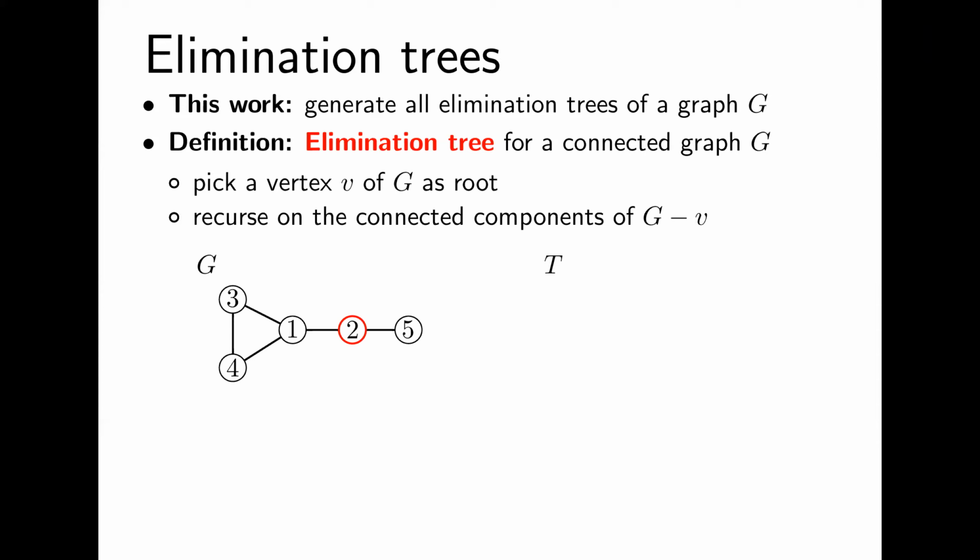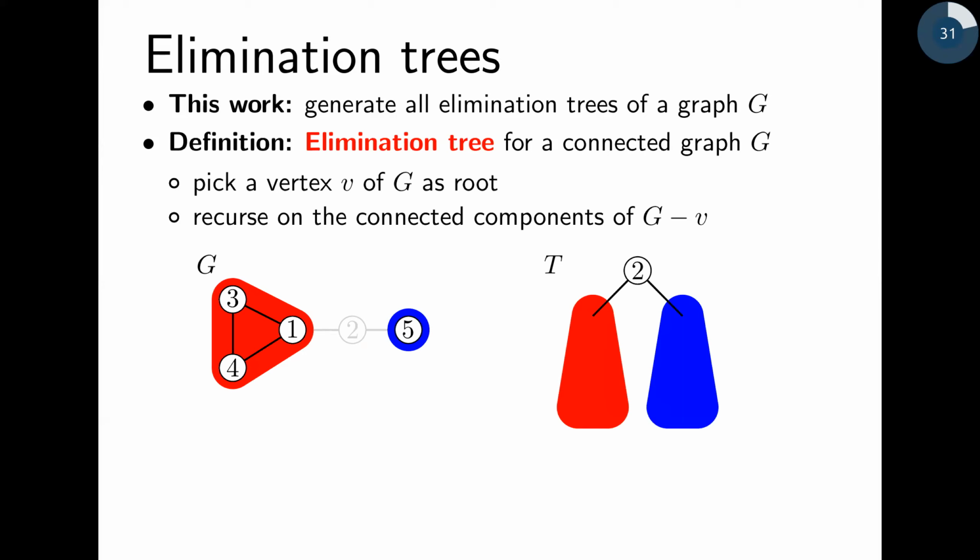Let's say that this will become the root of our tree. So the first vertex we remove is this vertex 2. So we remove it from the graph. It will become the root in our tree T. And removing this vertex creates 2 connected components, the red one and the blue one, meaning that in the tree, this root vertex will have 2 children. One I get for the red graph and one I get for the blue graph.